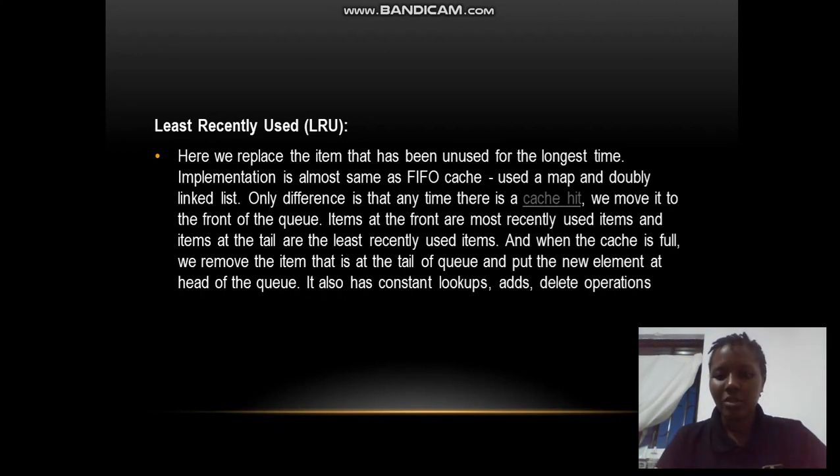Items at the front are the most recently used, and the items at the tail are the least recently used. And when the cache is full, we remove the item that is at the tail of the queue and put the new element at the head of the queue. It also has constant time lookups, adds, and delete operations.